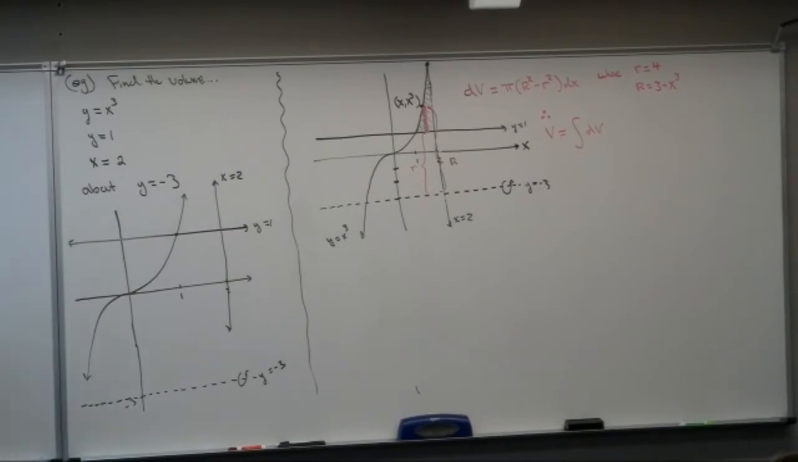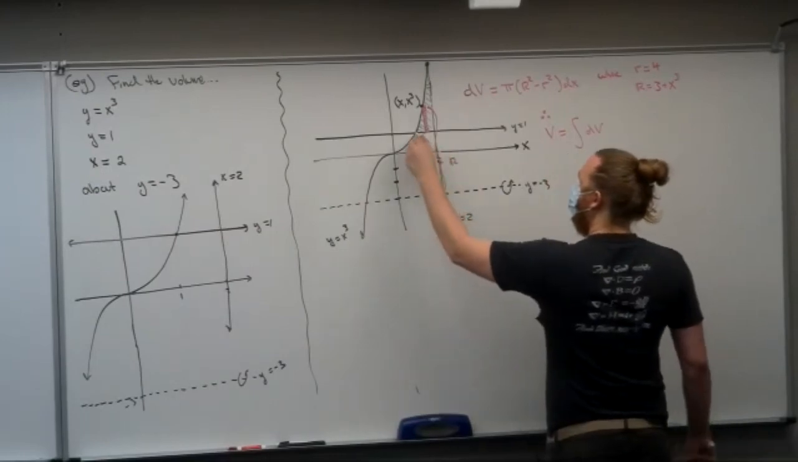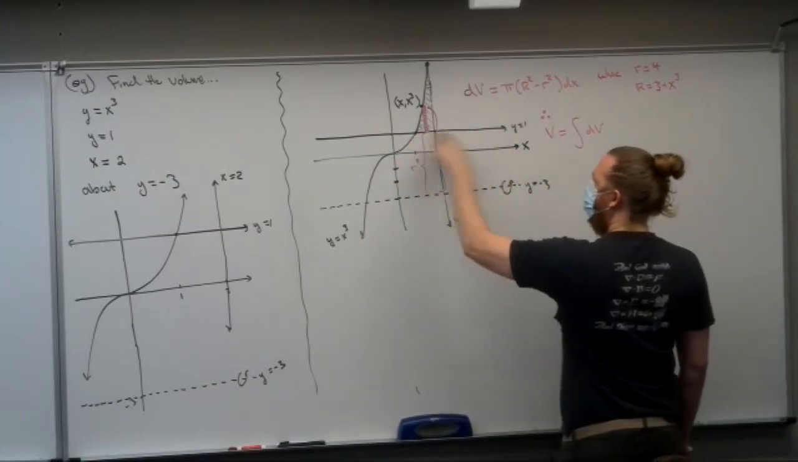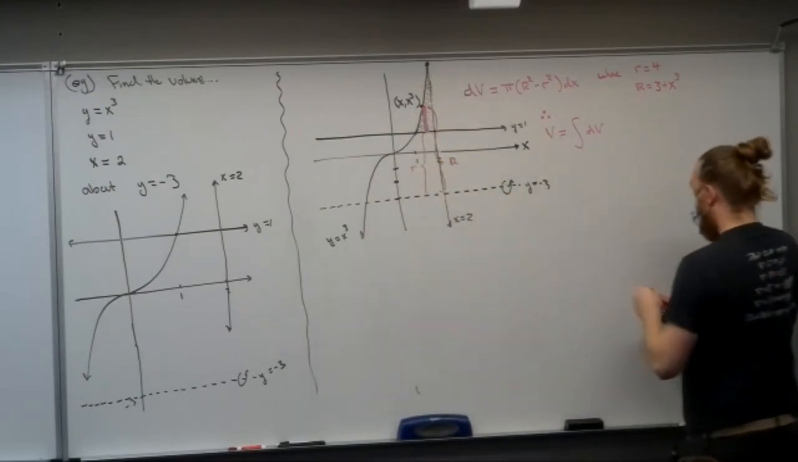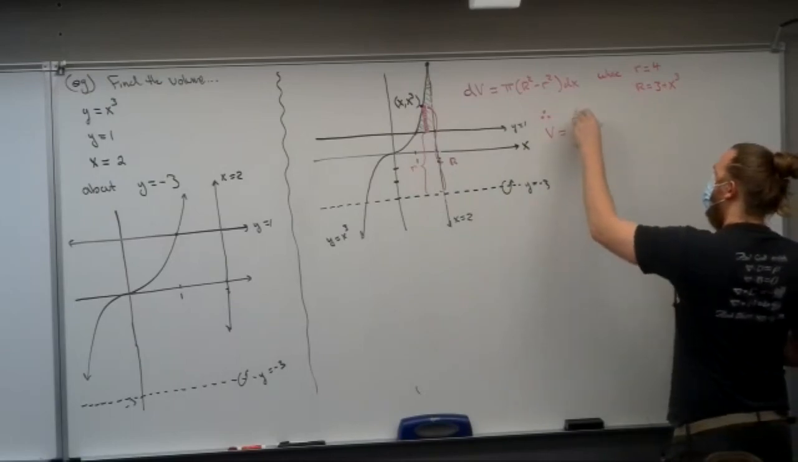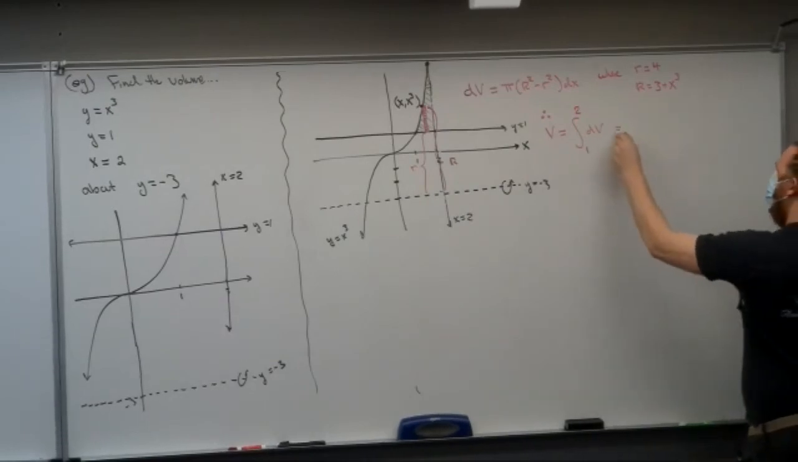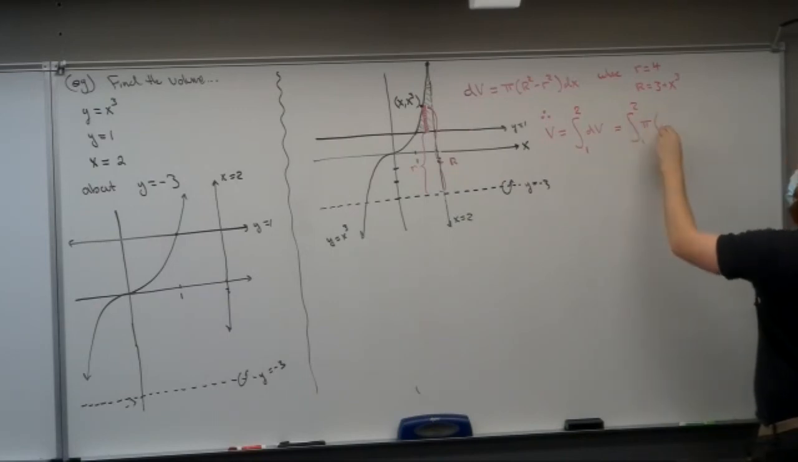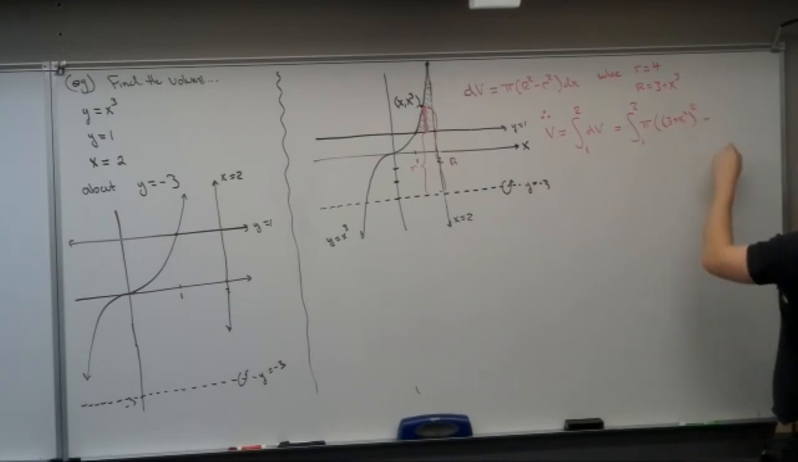Yeah. So from the smallest x value in my region to the largest x value in my region. That's the way it works. The smallest x value here is 1, because that's where y equals 1 and y equals x cubed intersect. And the largest x value is 2. This would be the integral from 1 to 2 of dv. And dv is this thing with those plugged in. So that's the integral from 1 to 2 of pi times big R squared, which is (3 plus x cubed) squared, minus little r squared, which is 4 squared.